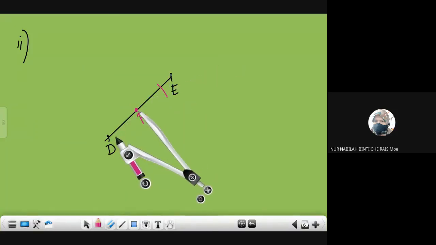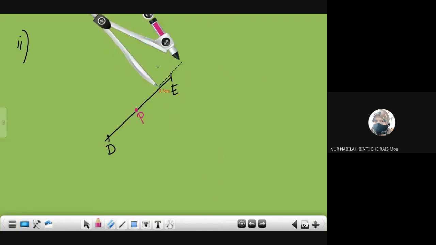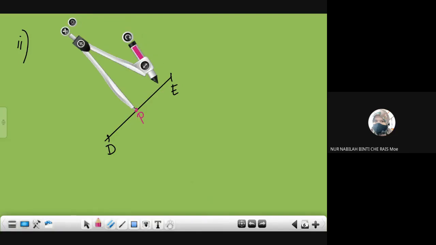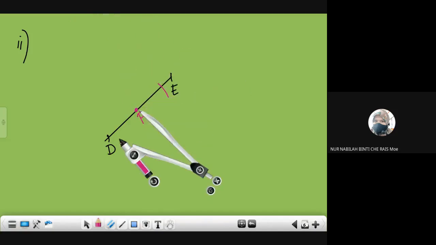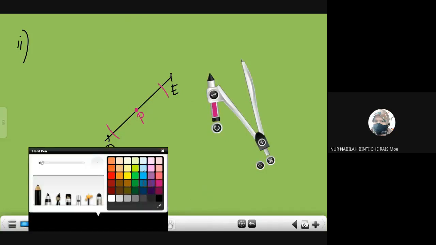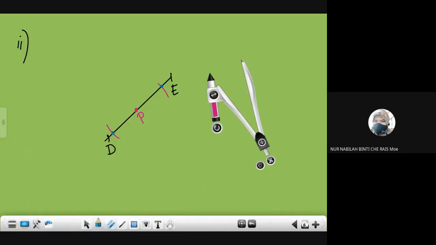Oh, sorry. Now you see it already changed, so I cannot use the previous one, so I have to use the new one. So I put this one back to this one. Okay, so you put your compasses at P, and then you find the new distance. The distance doesn't matter. And then you draw an arch here, and also you draw an arch here. So you get 2 new points. One is here, one also here.